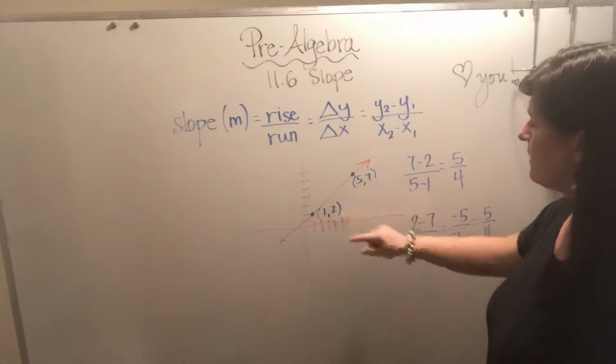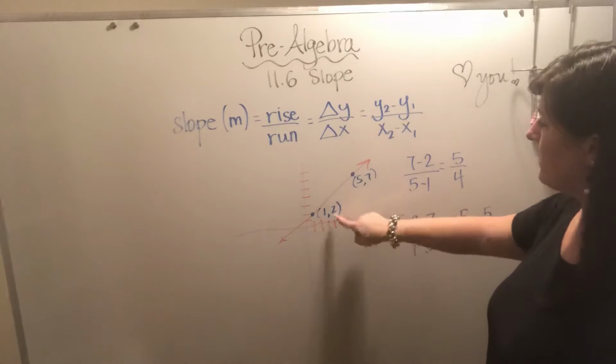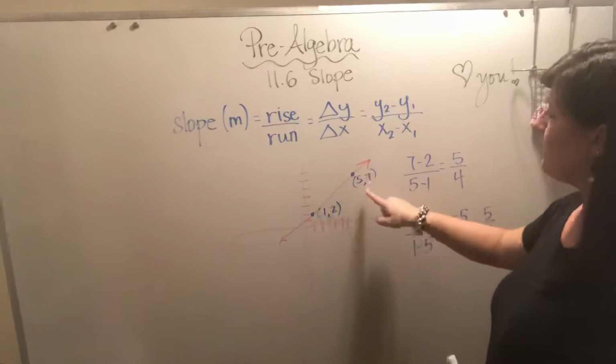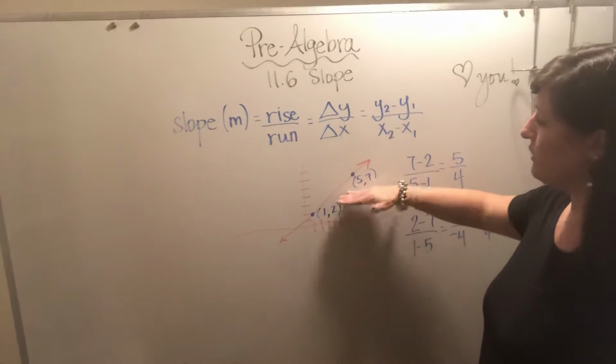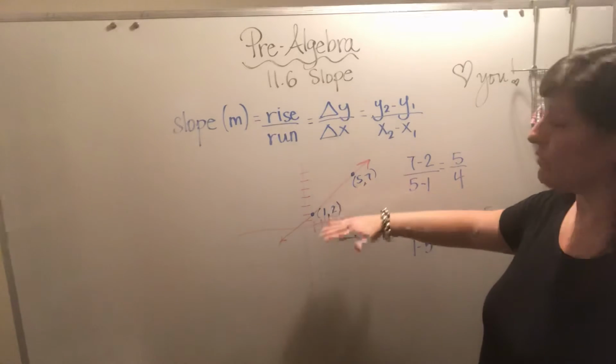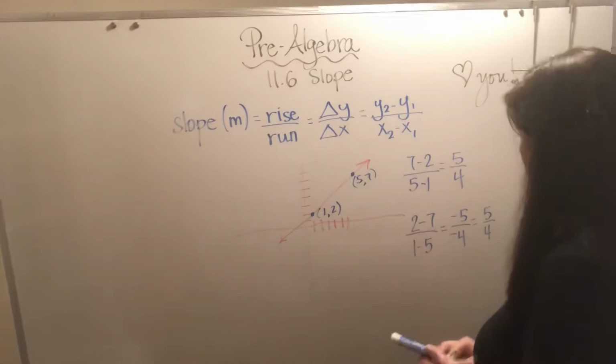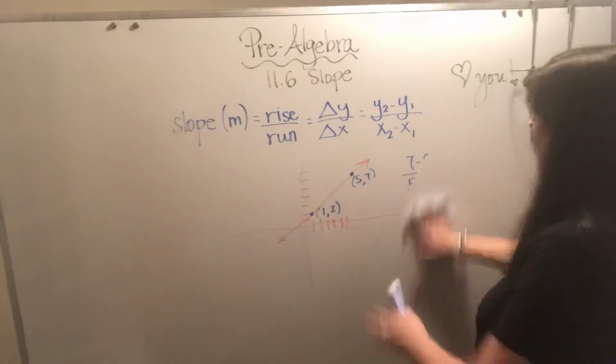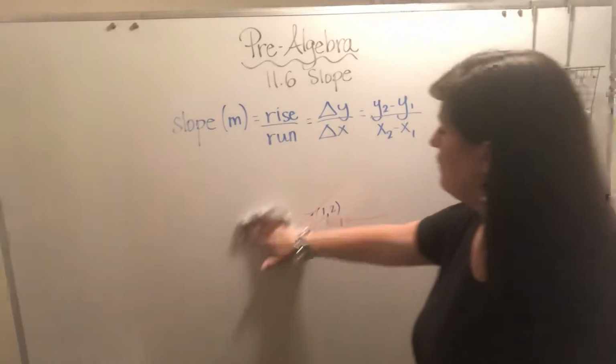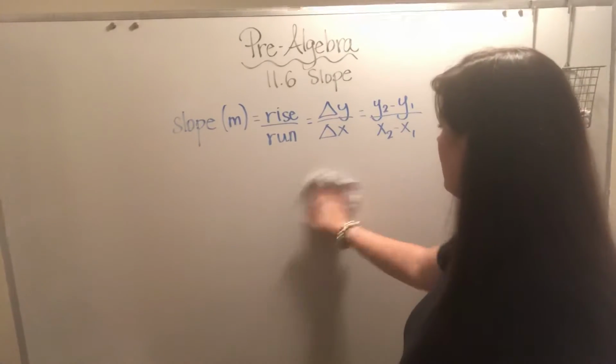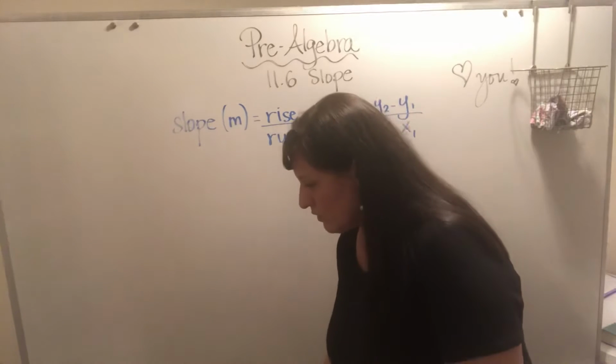One mistake I see students make a lot is they'll do 7 minus 2 and then 1 minus 5. It's important that whichever point you start with and call this the second or the first, you keep that consistent. So, if you're given a graph, you choose 2 points and then you use the slope formula.